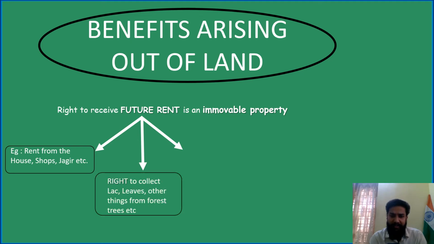The right to collect lac, leaves, and other things from forest trees: because the forest is land, it is an immovable property, and if we have a right to collect something from the forest, that all comes under immovable property. And revenue from agriculture: we know it is in the land and we are taking revenue from agriculture. It also comes under immovable property. I hope it is very clear now.